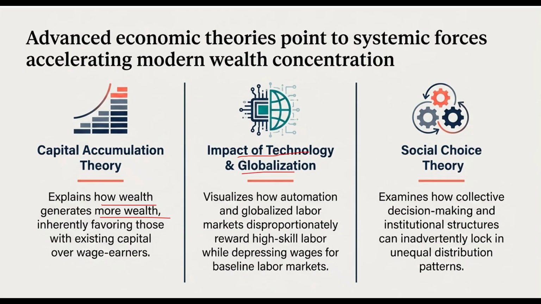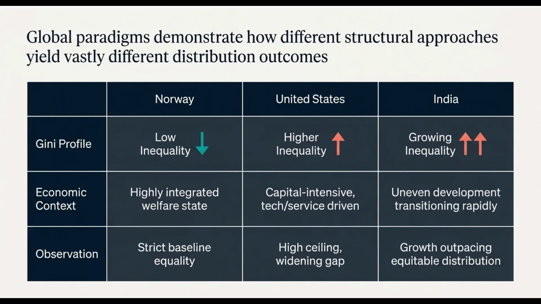Okay. And finally, we have the social choice theory. So this theory explains how collective political and economic decisions influence the distribution of resources and opportunities within the society, how collective decision making and institutional structures can inadvertently lock in unequal distribution patterns. Okay, so these are the theories.